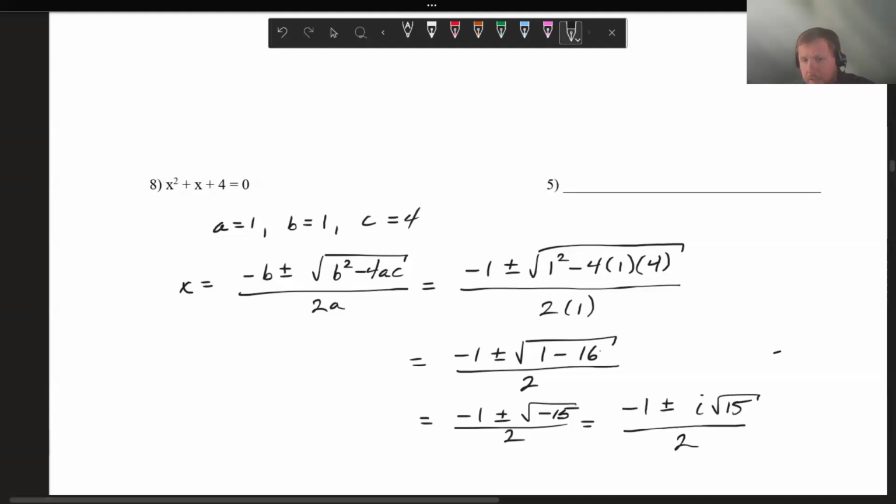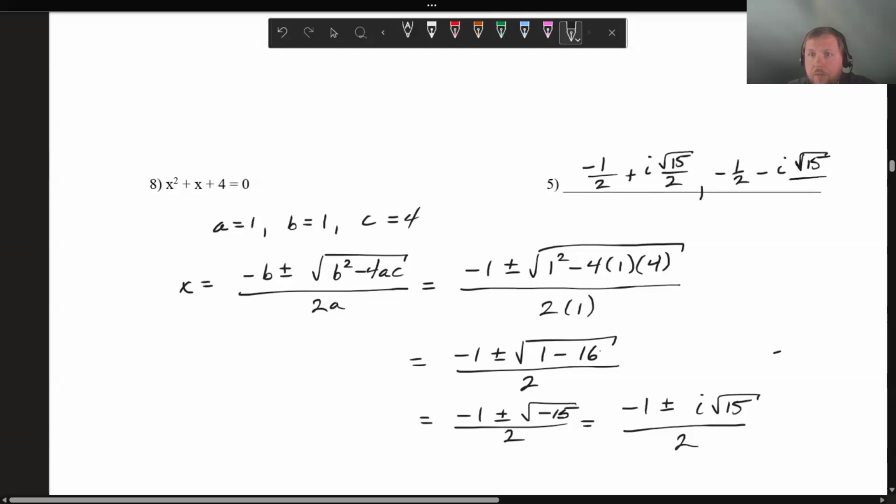And if we look at the radical 15, I can't pull anything out of there. There's no common factors, so I don't really need to do much to finish this off. So I have negative 1 over 2 plus i times radical 15 over 2, and then negative 1 over 2 minus i times radical 15 over 2. Okay.